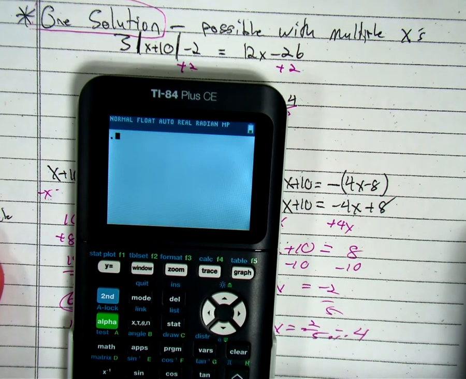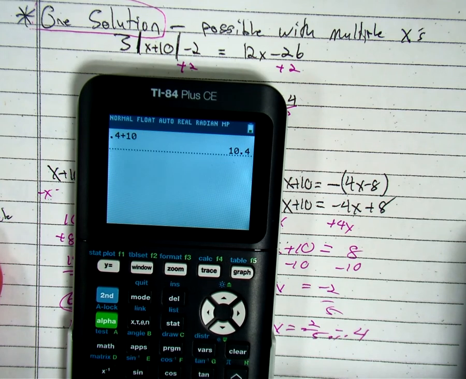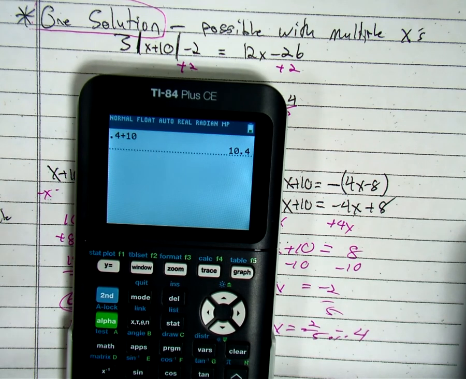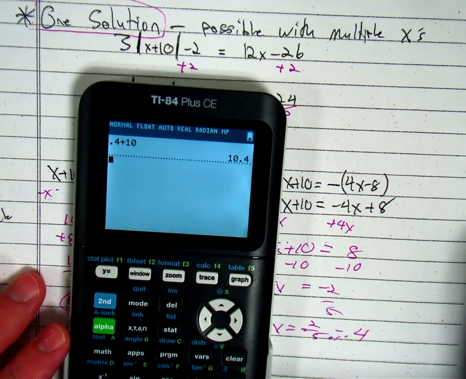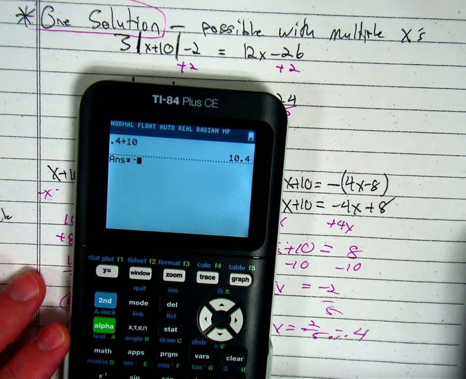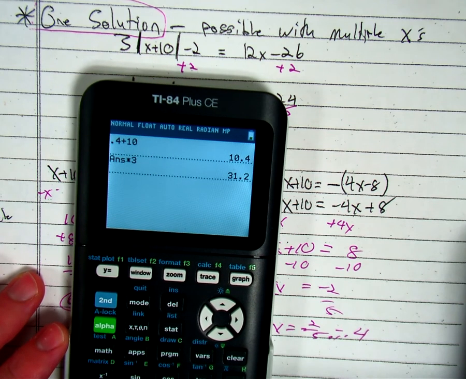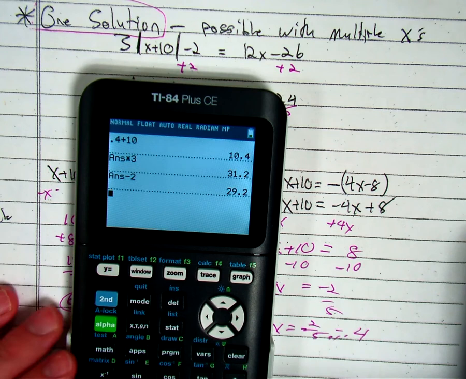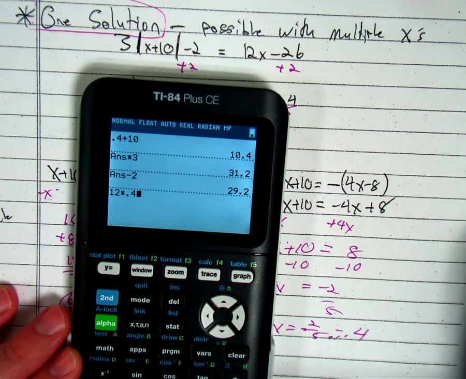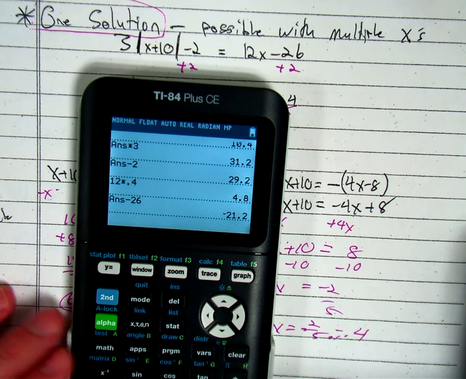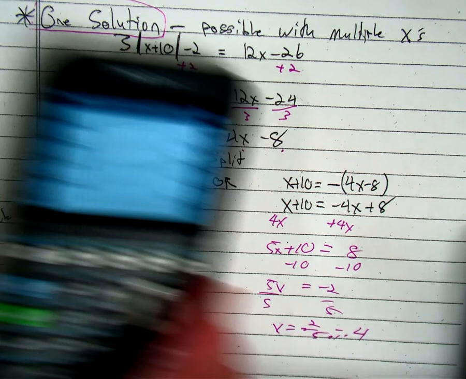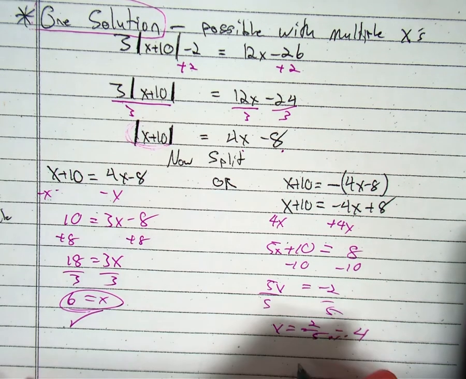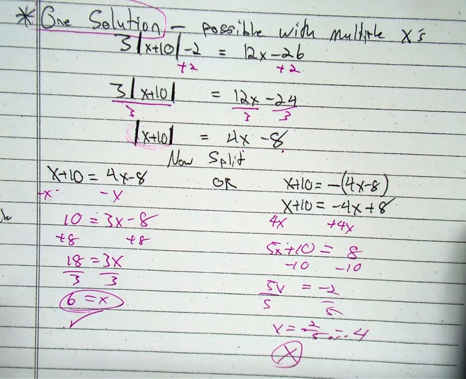Now 0.4. 0.4 plus 10 is 10.4. Absolute value is positive 10.4. Times 3 minus 2: 29.2. Let's see what happens with the next one here. 12 times 0.4 minus 26, negative 21.2. So that one's not going to work. Okay, no go over here, just this one.